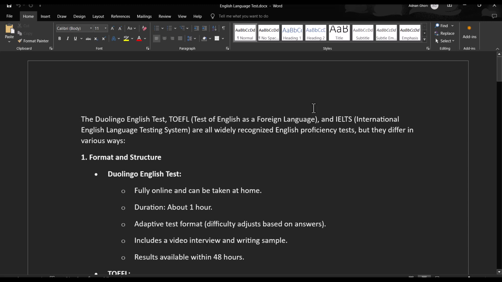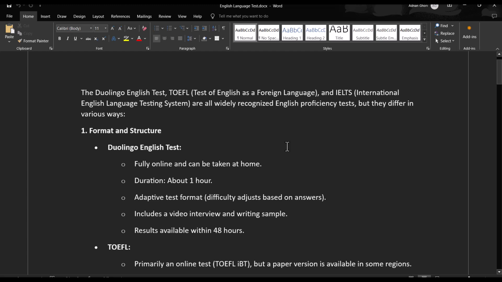What is a language test? It's an English language test basically. There are 3 tests which are basically asked in today's time for any kind of BIM universities if you are studying: Duolingo English test, TOEFL, and IELTS.